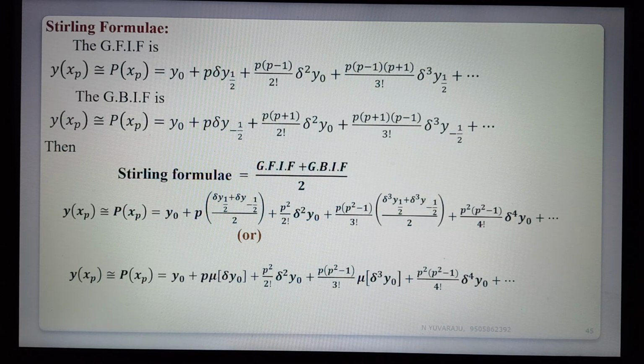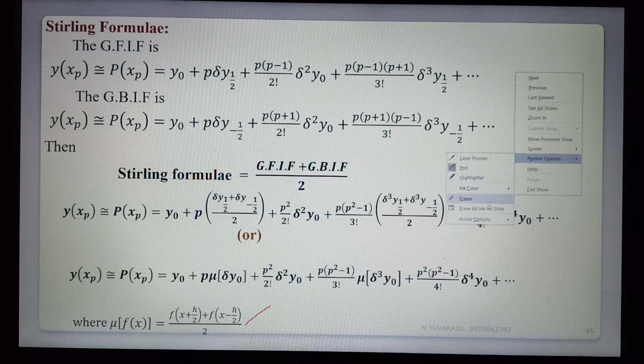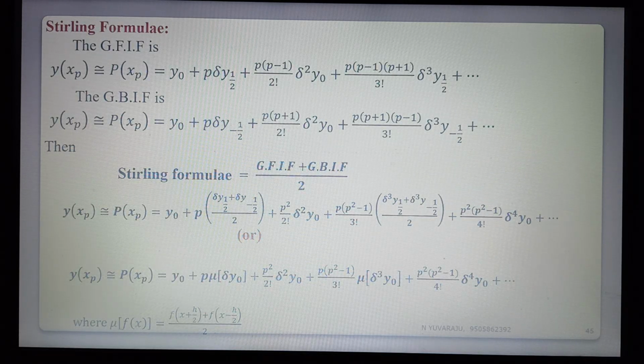See the next one. Using this, mu of f of x is equal to the average of two values: f of x plus h by 2 plus f of x minus h by 2. Okay, so next one.